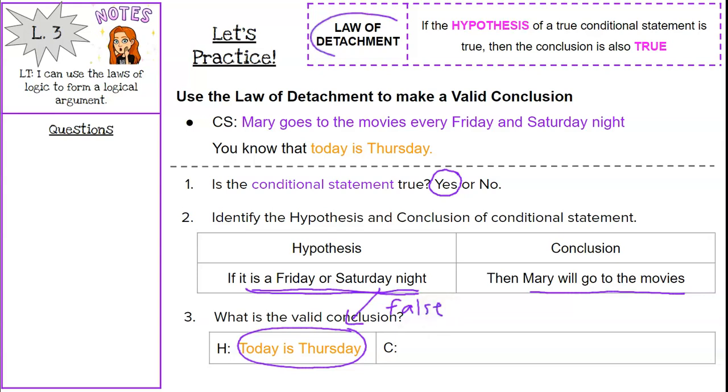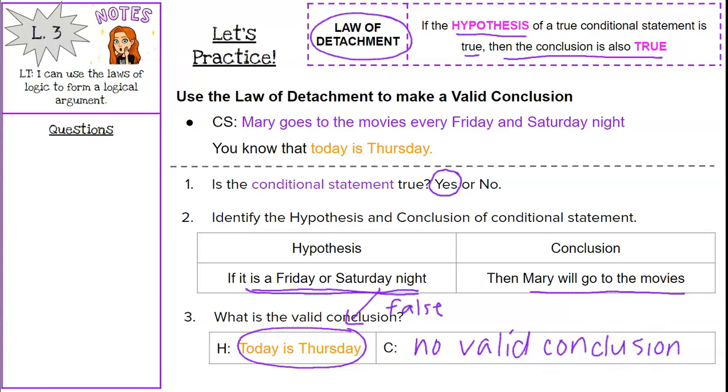Now, if we look up at our law of detachment, nowhere in that law do we talk about a false hypothesis. We only know that we can claim the conclusion is true if the hypothesis is true. We have no case for if the hypothesis is false. So we have no information that we can correctly or logically say is true. So we would just write no valid conclusion because we can't make one. Because based on the facts, all we know is that if it is a Friday or Saturday night, Mary will go to the movies.